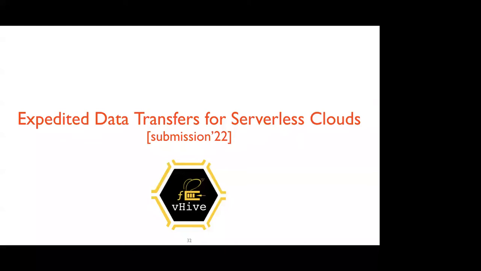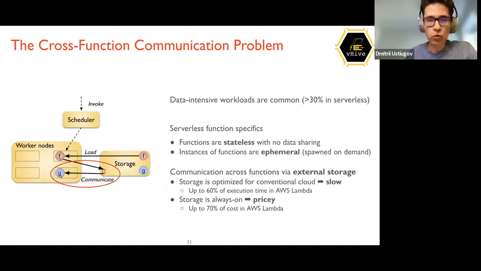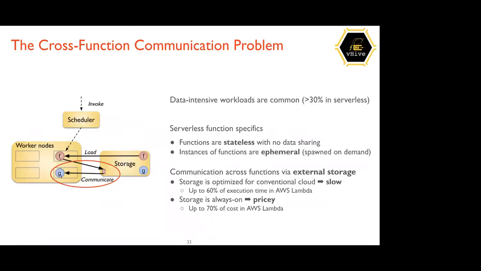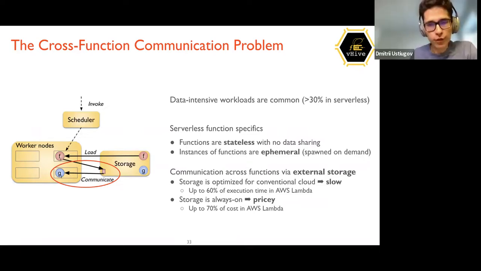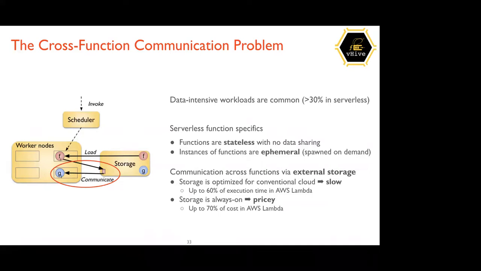All right, so let's talk about the communication now. So serverless workloads are diverse, and many of them have a lot of communication, as you know. To devise a solution for fast cross-function communication, we need to account for special characteristics of the serverless programming model. First, functions are stateless, and they cannot hold state or share it directly with other functions due to scalability requirements, which people pointed out before in the talk.